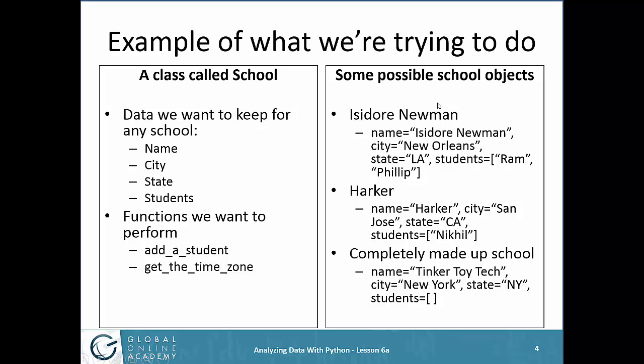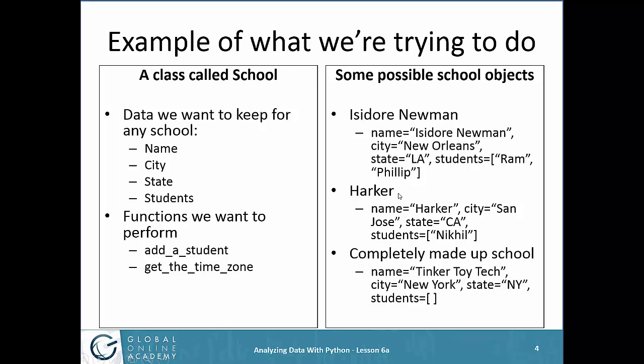Now here's what some possible school objects could be. Maybe we've got a school object for the Isidore Newman School. The name, see, we had a name as one of the pieces of data we were going to keep. Maybe the name would be Isidore Newman. And the city would be the string New Orleans. And the state would be the string LA for Louisiana, and the students might be a list containing the two strings Ram and Philip, since they are our two students from Isidore Newman.